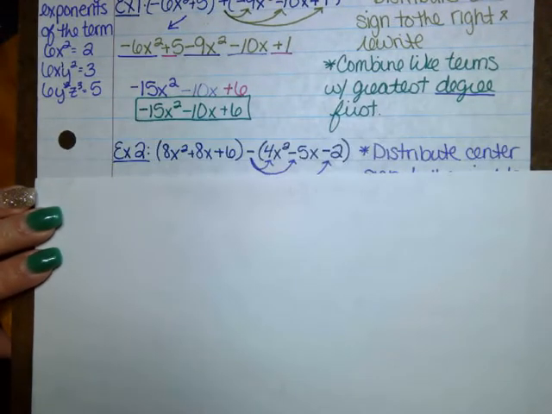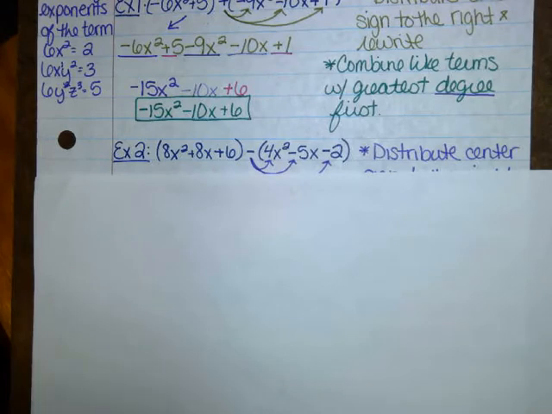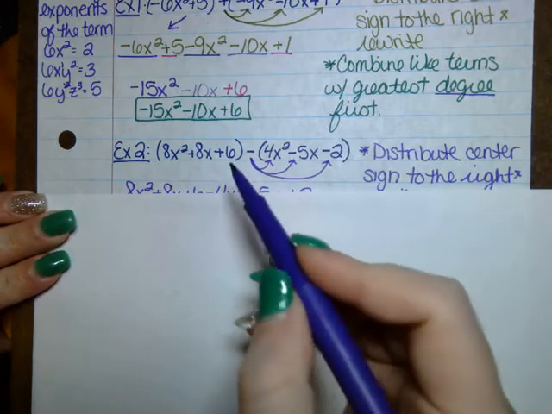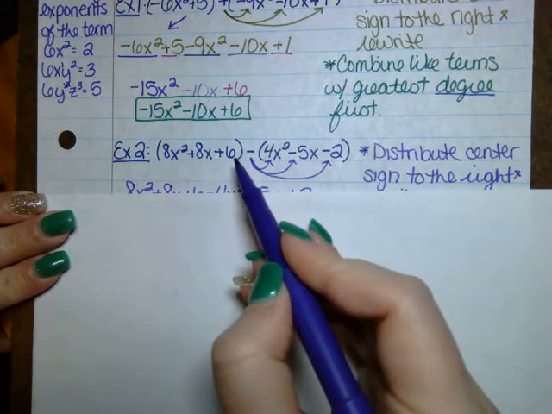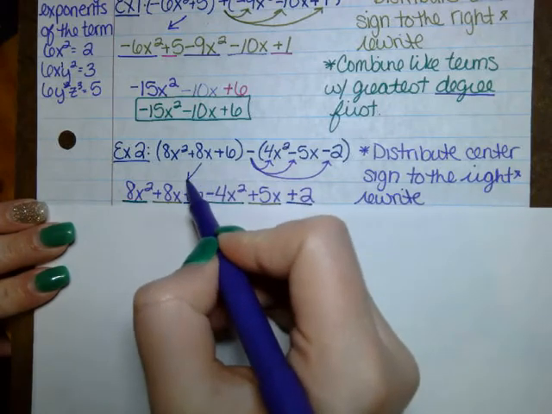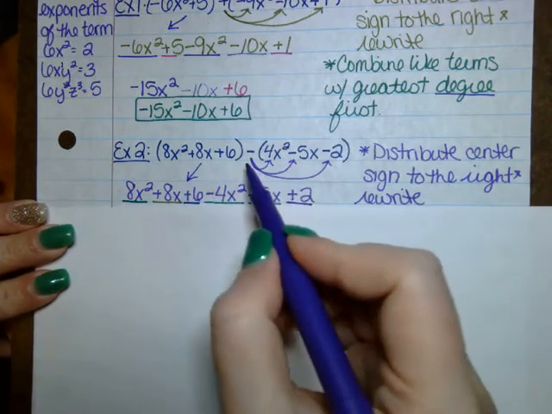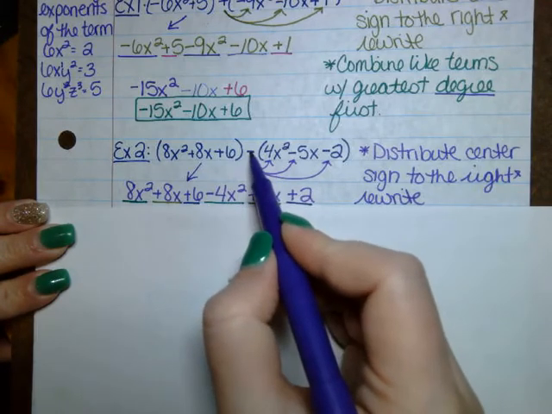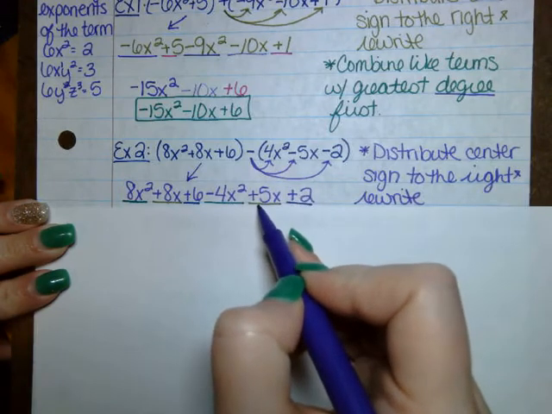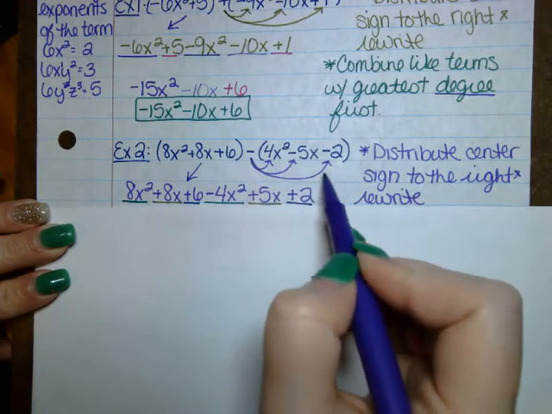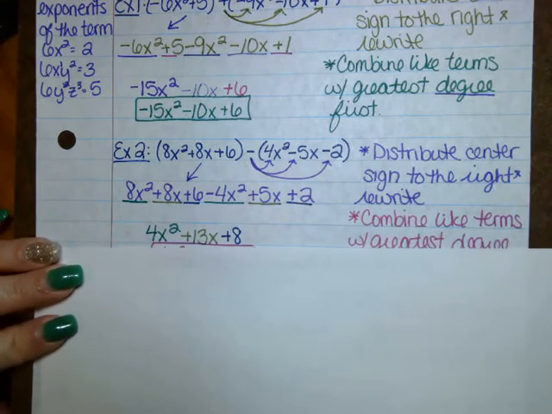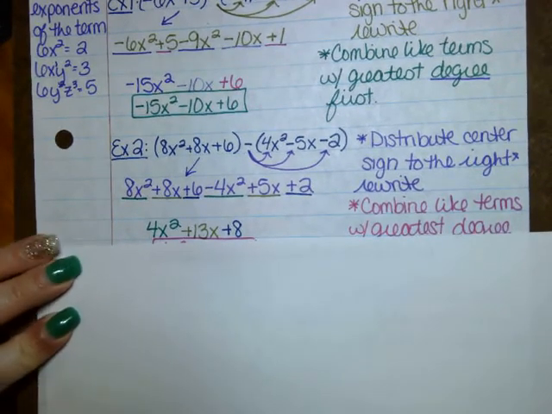For my second example is the subtraction. This is where distributing that center sign is going to change some things. So again, this first parenthesis, nothing changes, so I just rewrite it down here. When I distribute my negative sign, a negative times a positive gives me a negative 4x squared, a negative times a negative gives me a positive 5x, and a negative times a negative gives me a positive 2. Now, you're going to rewrite them, combine your terms, and put it with the greatest degree first.